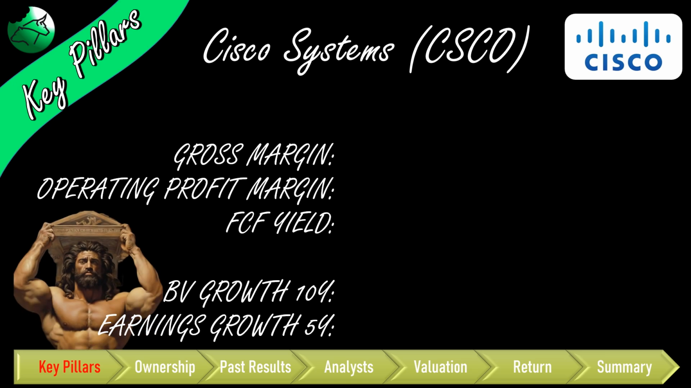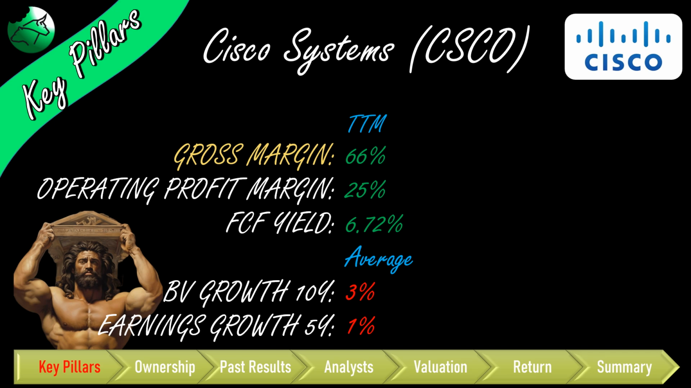In this next section, we will now focus on other key metrics which will help define an excellent business. Now let's look at the gross margin, which is the amount of money a company retains after incurring the direct costs associated with producing the goods it sells and the services it provides. Gross margin is 66%.